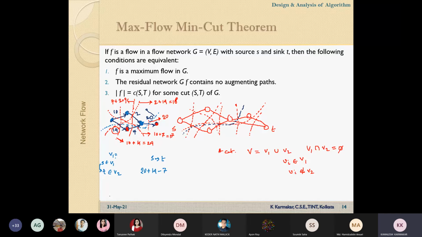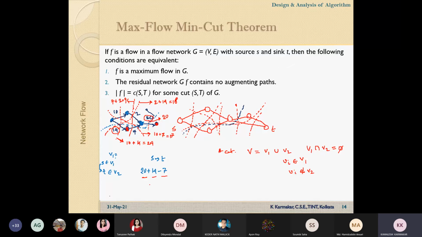Towards source to sink, this unit is 20. But this one, 7 unit flow is in reverse direction from V2 towards V1. So the maximum capacity is 20 plus 14 minus 7. Okay. So in that way, if you calculate all the cuts of a graph, then which one is minimum?